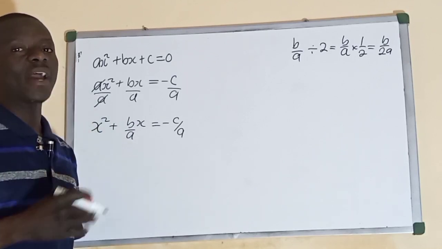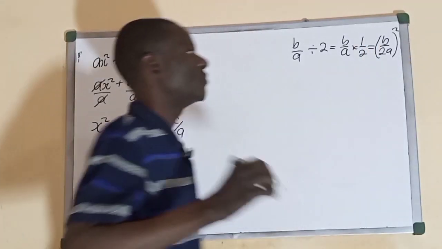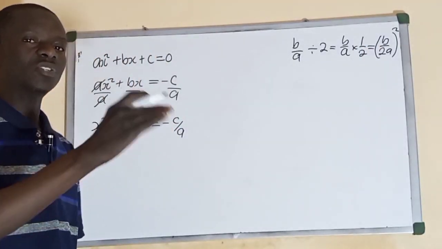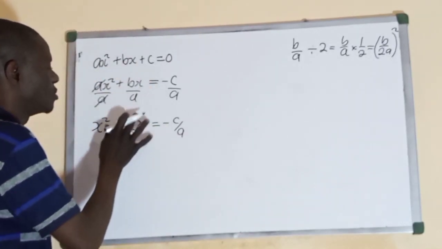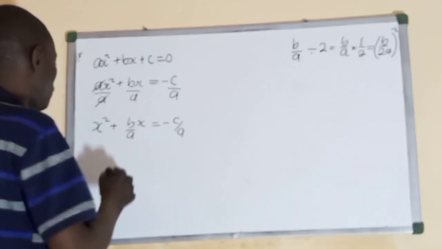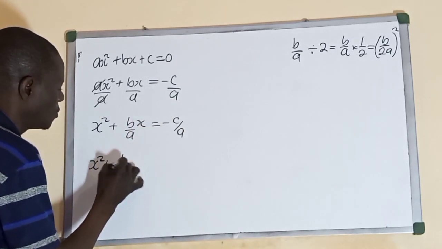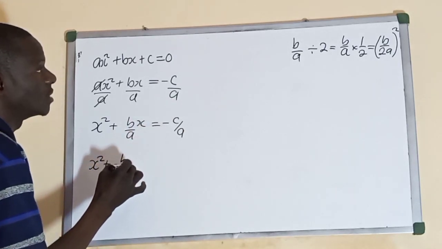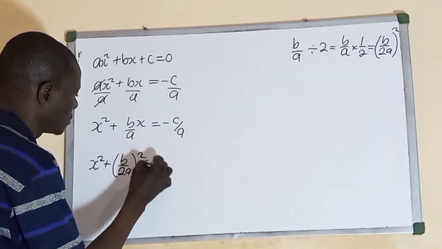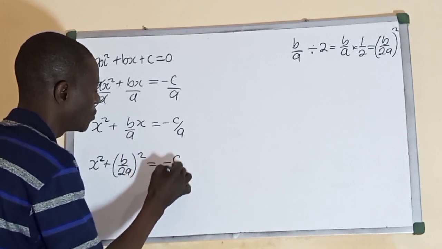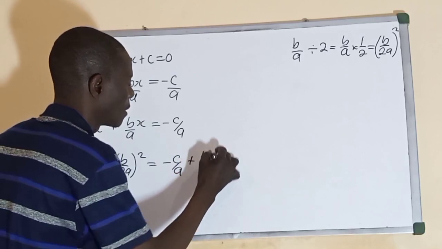The next thing is to square it. We have to square this one. Are we following? If we square it, then we add it to both sides of the equal sign, but when we are adding it, we have to ignore this term in x. So we are going to have x squared plus b all over 2a, excuse me, sorry, this is b all over 2a squared is equals to minus c all over a plus b all over 2a squared.